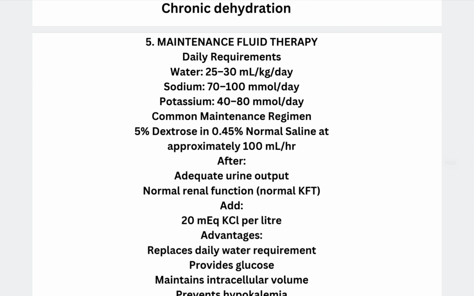Basically, our ideal fluid is 5% dextrose in 0.45% normal saline. We start it in any kind of patient. If you do not know the output and so on, you can start with 100 ml per hour. Once the patient has adequate urine output and normal renal function, add 20 milliequivalents of KCl per liter of whatever fluid is mentioned.